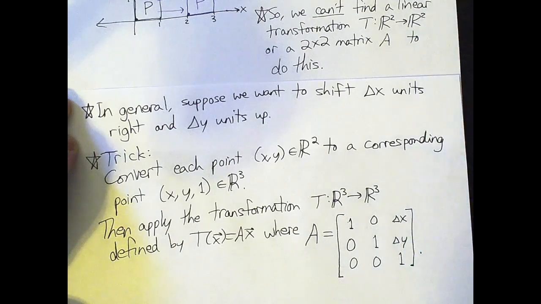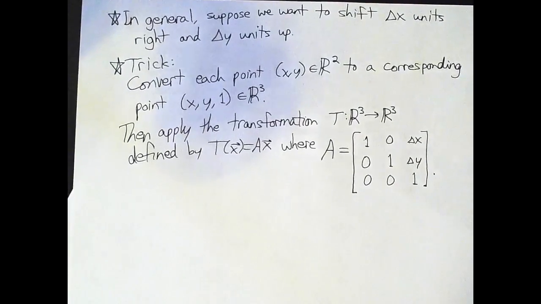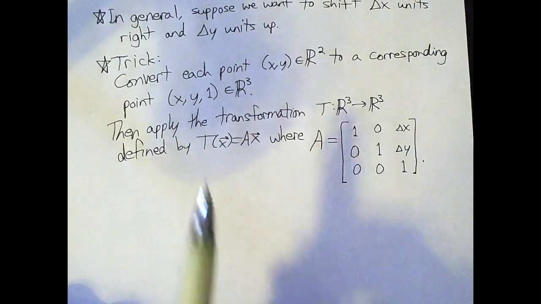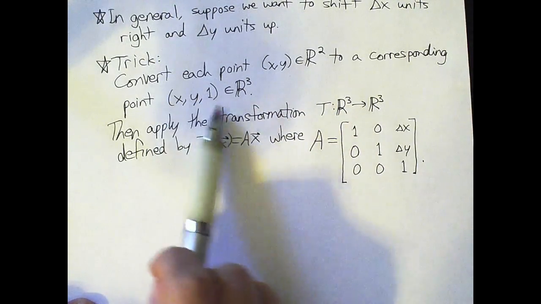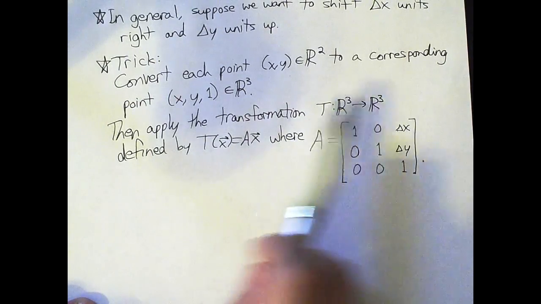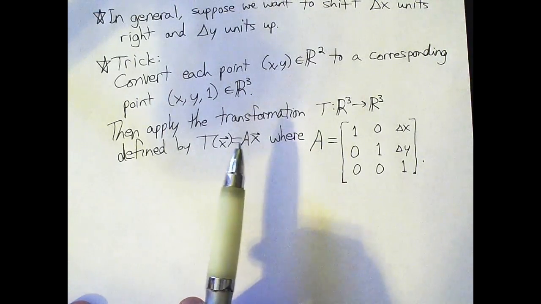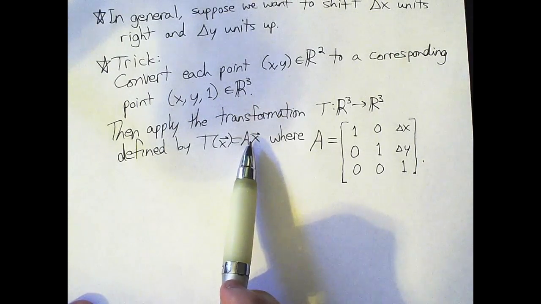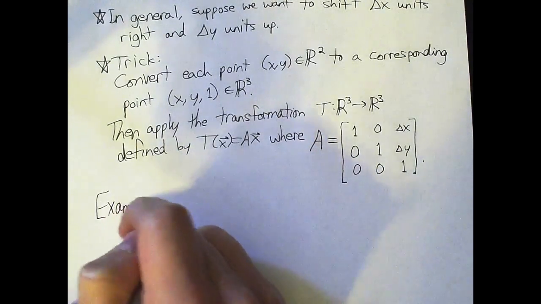Okay. We're still talking about translations in two-dimensional space, right? Like a two-dimensional square that I drew and I want to move it to the right. And the trick is that we would take all of the points of that square and find the corresponding points x comma y comma 1 and apply this linear transformation. And this is a linear transformation. It's a matrix transformation, right? So you could actually verify that this does send the 0 vector to the 0 vector. So everything is fine. Let me show you an example of doing this trick.